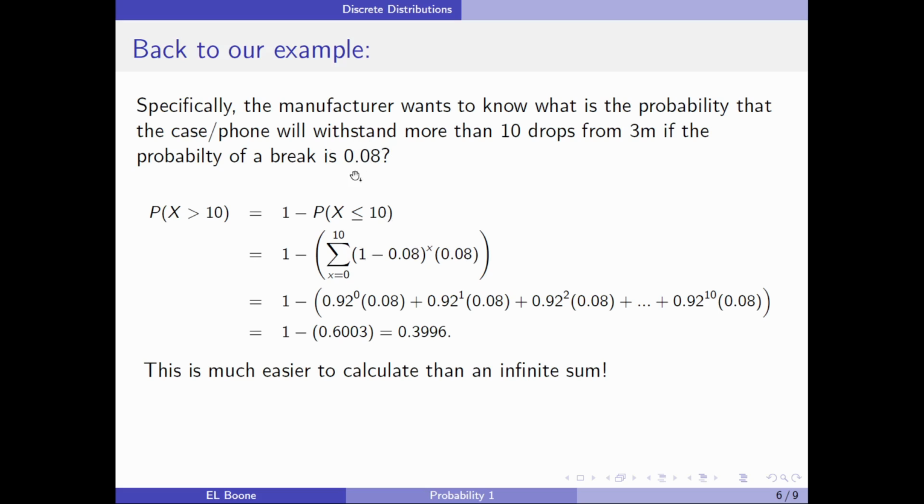Plug this in, which will take a minute on your calculator, but you can plug in the numbers that we had. We think the probability of break is 0.08. Just plug in the numbers. It comes out at 0.3996. Now, this was much easier to calculate than the infinite sum. It did take some effort, but it's really not terribly difficult. It's just a matter of what I would call plug and chug. That's an English phrase, which means you just plug everything in and you crank through it.